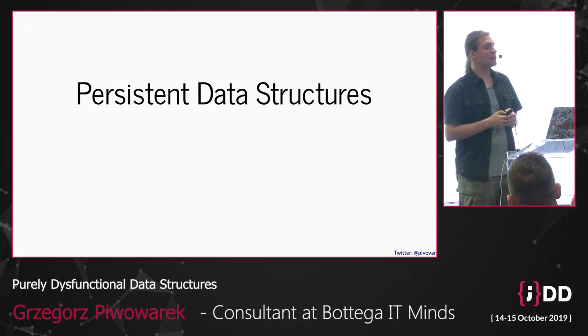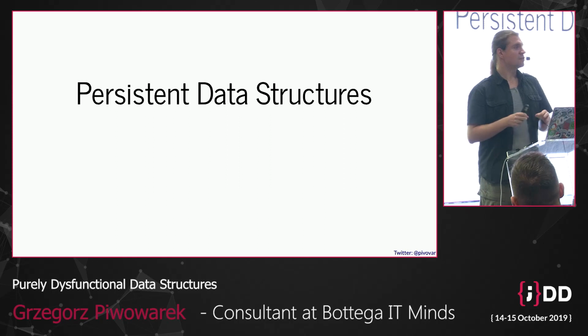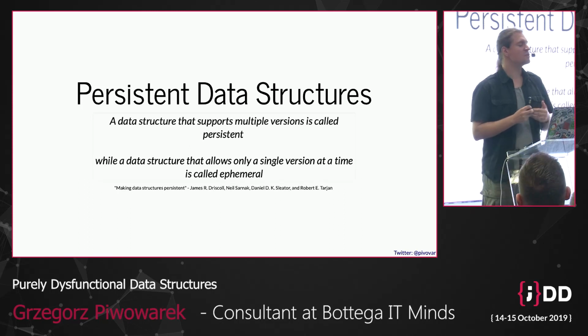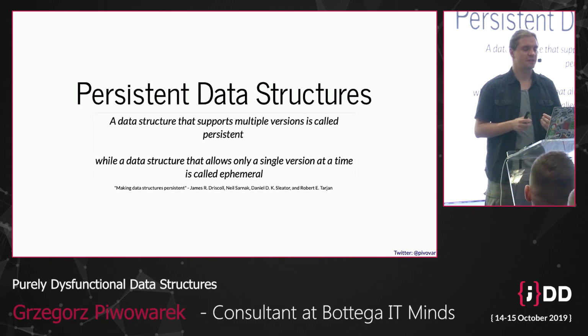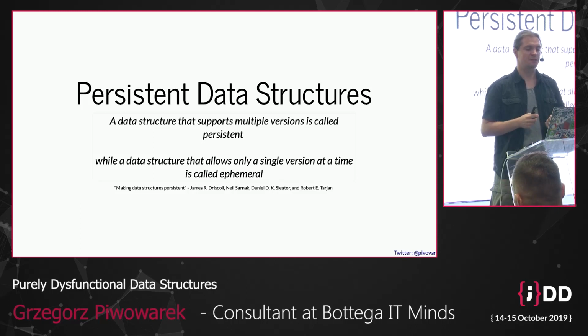And this is where we slowly arrive at the topic of persistent data structures. And don't get me wrong, persistent doesn't mean that we will be storing something on a disk. It means that this is a special kind of data structure that is able to persist the previous versions of themselves.